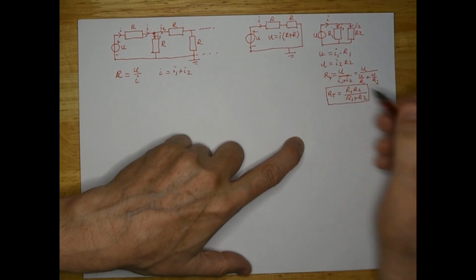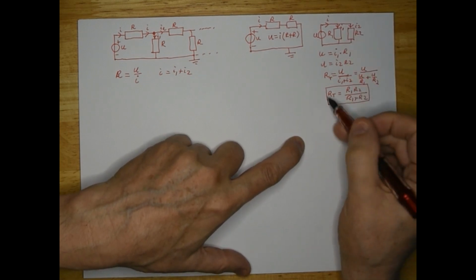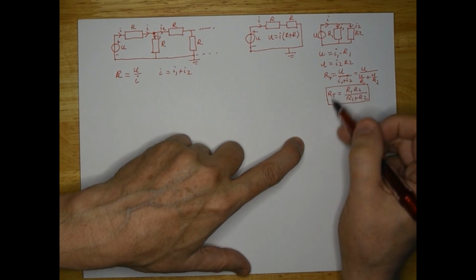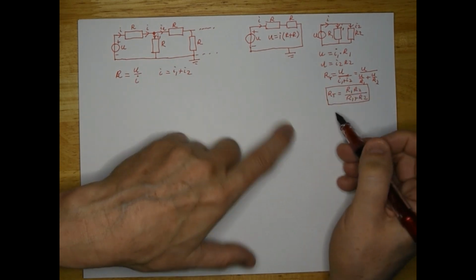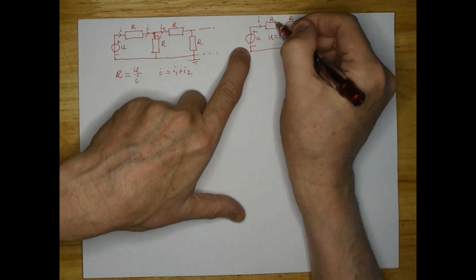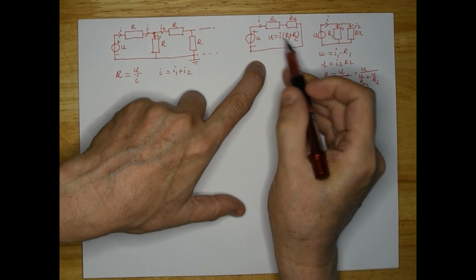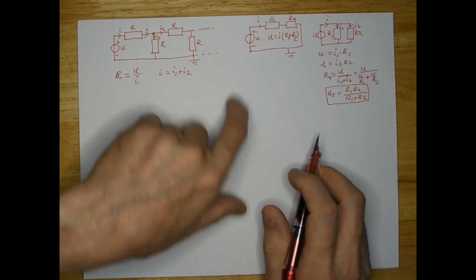So if you have two parallel resistors, you can calculate it like this. The replacement resistor for that is this formula. And for clarity, we can make this R1 and R2. If they are in series, you can just add them up.